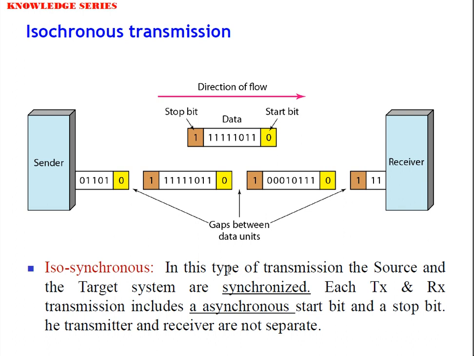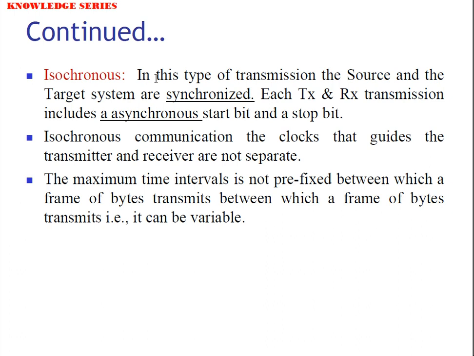Now here, if you see, in this type of transmission the source and the target systems are synchronized. In each transmission and receiver method, there is an asynchronous start bit and stop bit, and the transmitter and receiver are not separated. So if this is a start and stop bit, what is this? This is asynchronous. But here we are maintaining a gap in a synchronous mode. So this becomes asynchronous, this becomes synchronous. This is known as the isochronous form of communication.